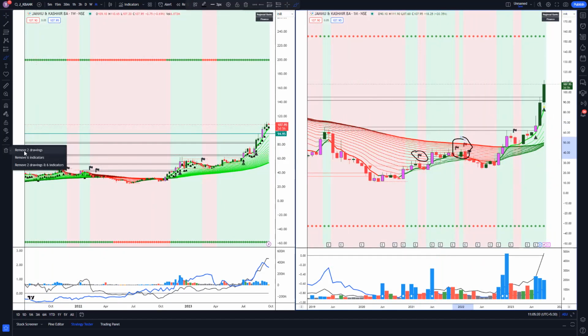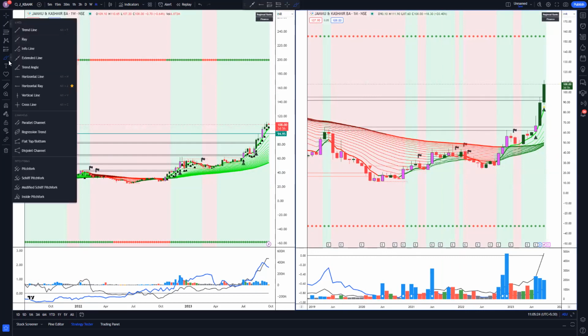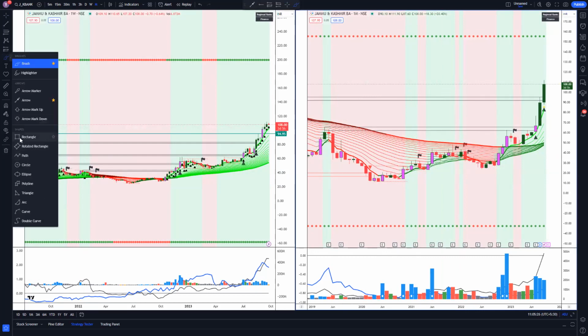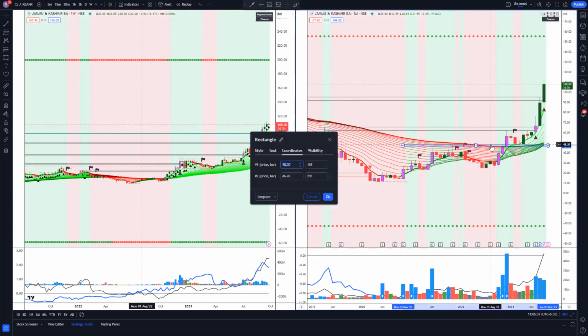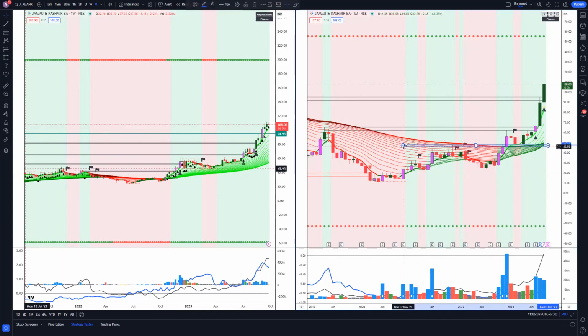So I'll just remove it. I'm trying to find an area where there is maximum resistance. The maximum resistance that I can find is the high of this area, so I'm just marking this high. Can you see? I'll make it a little bit darker so you all can see it.